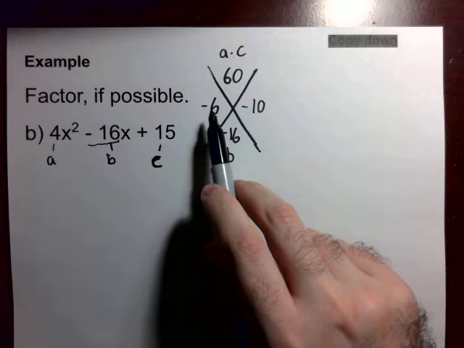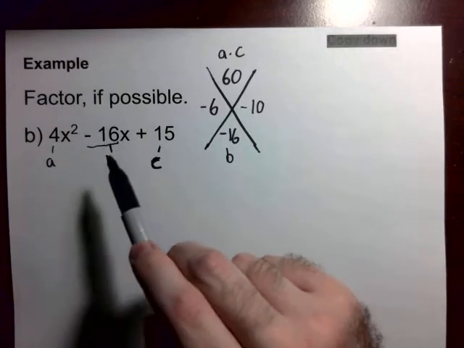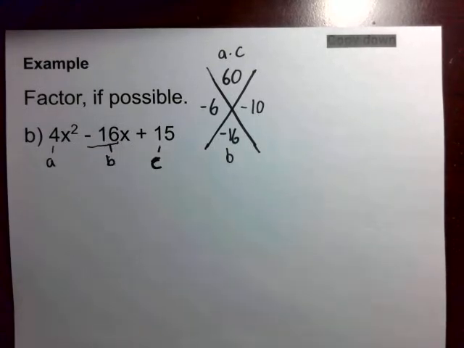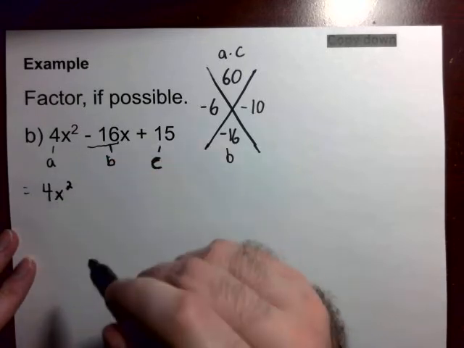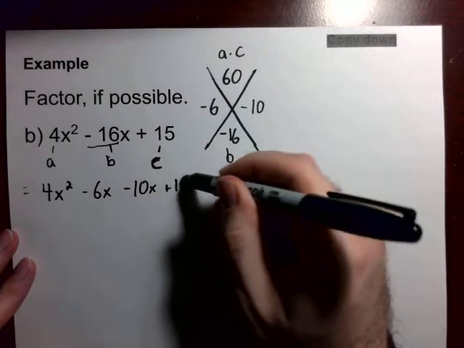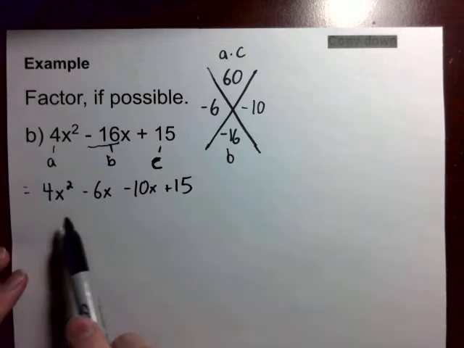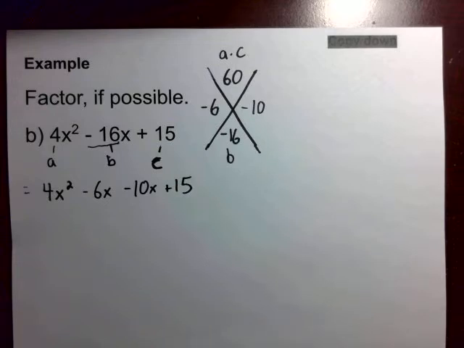So once we have that, these two numbers that we found are going to become new coefficients for the x terms when we break up the middle term of the trinomial. So we break it up and then factor by grouping. So we can rewrite this expression as 4x squared minus 6x minus 10x plus 15. Once you have this expression, now that there are 4 terms, we can start to factor by grouping just like we did earlier in the unit.